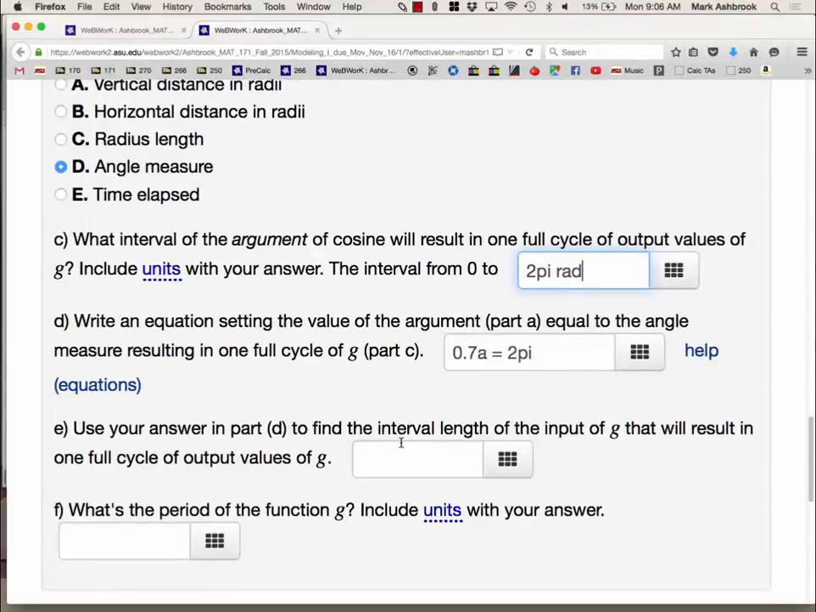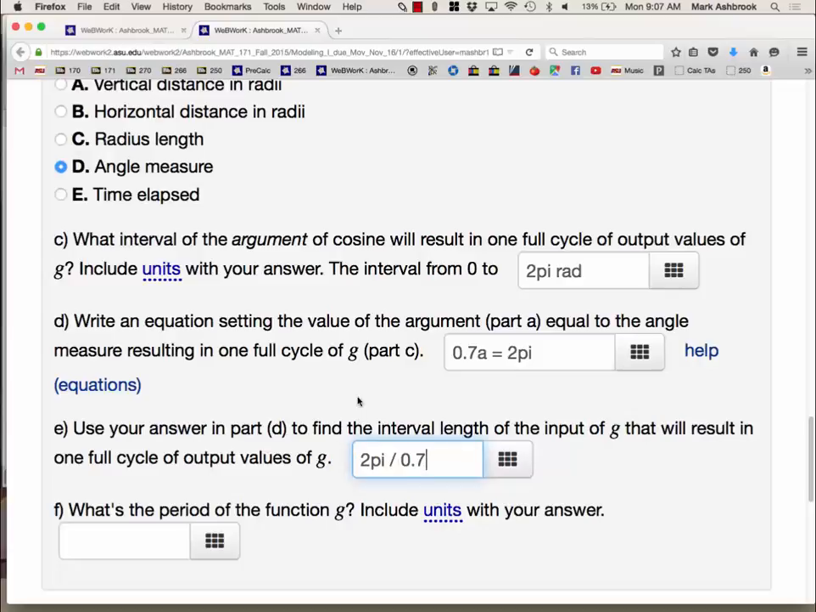Okay, so then use your answer in part D to find the interval length of input that results in a full cycle. So what is our input? A was our input. So what input value of A makes the argument equal to 2 pi? You're going to solve for A, right? So yeah, 2 pi divided by 0.7. Okay? And what's the period of g?